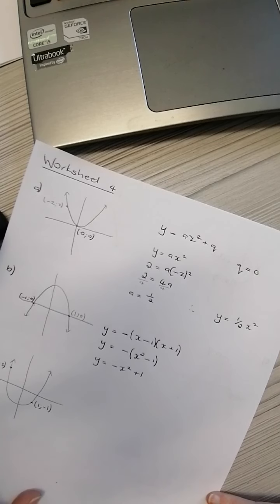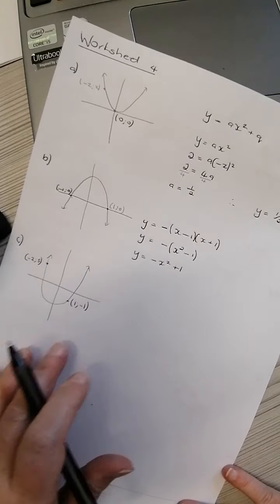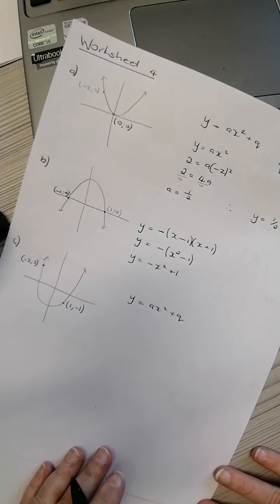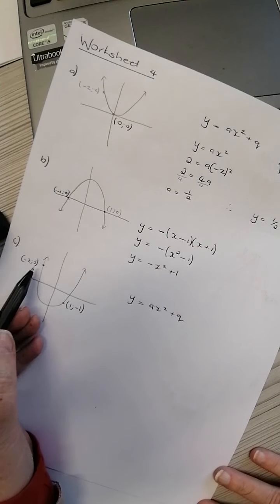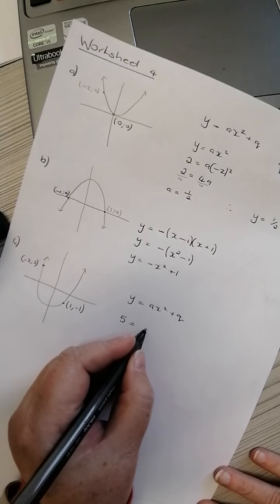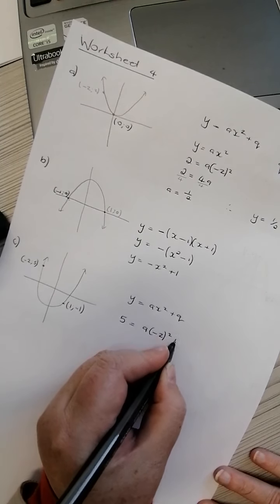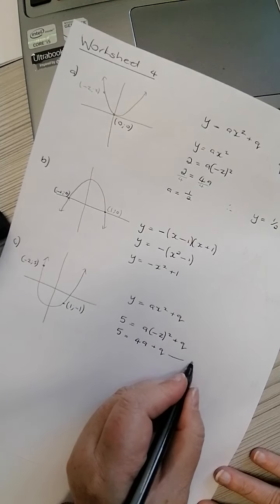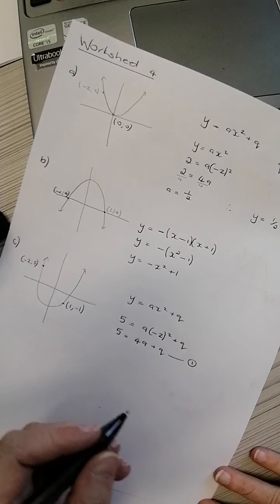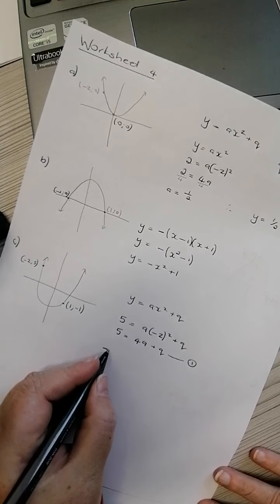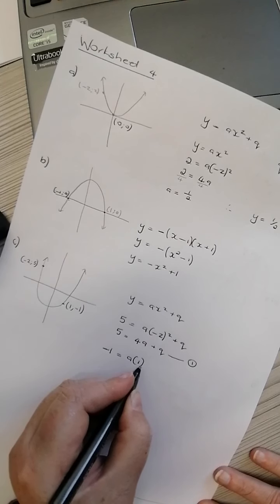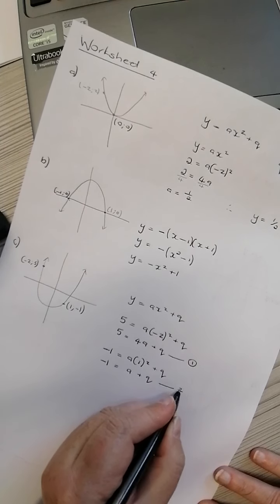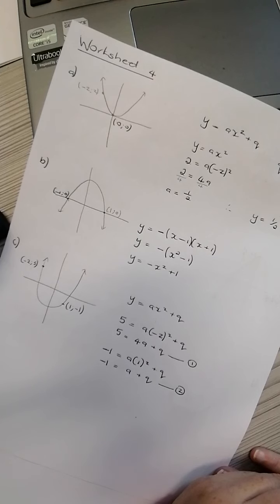Okay, the next one. We've got 2 points. So we write down our equation, y = ax² + q. Substitute the 2 points in. x, y: 5 = a(-2)² + q. So 5 = 4a + q. That's my first equation. Do it now with the other one, x, y. So y is -1, x is 1, so we have -1 = a + q. Make that equation 2.